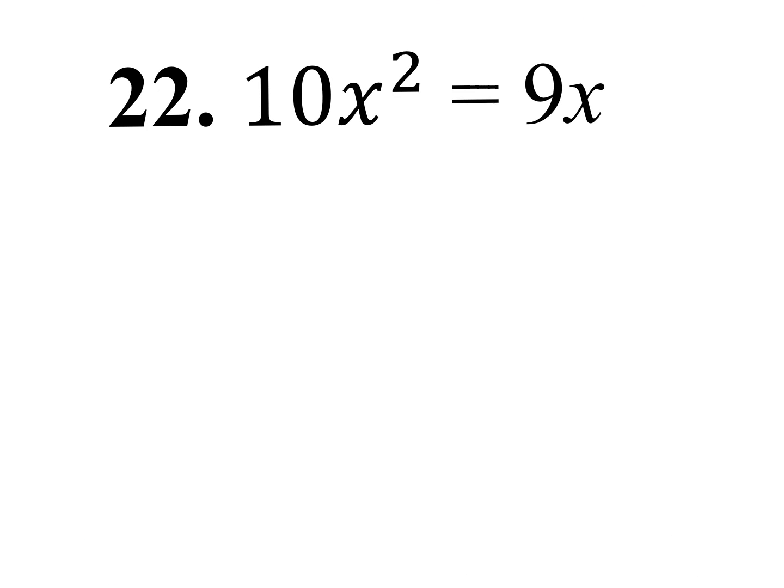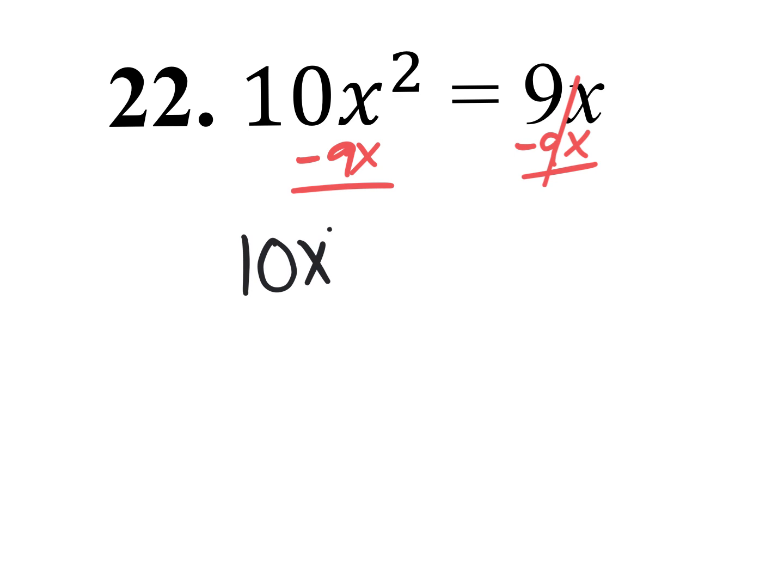And again, the whole purpose of factoring is to get multiplication. The whole purpose of wanting multiplication is to have it equal 0. That way you could split them and solve. So I don't even have an equal 0 here. So let's first get it to be equal 0 by subtracting 9x. And of course, you cannot subtract 10x squared, take away 9x. They're not like terms. So let's just rewrite it. You're going to have a 10x squared, take away 9x equaling 0.